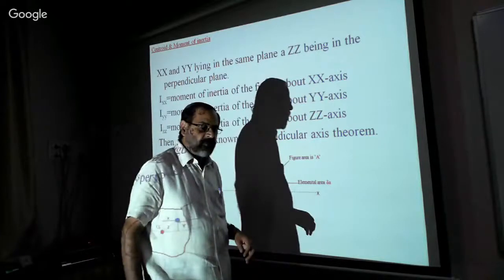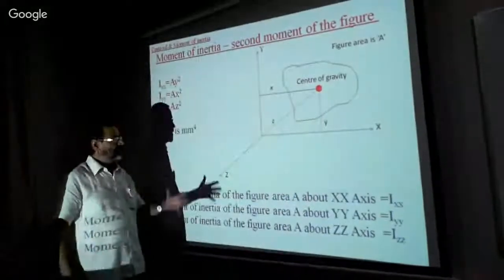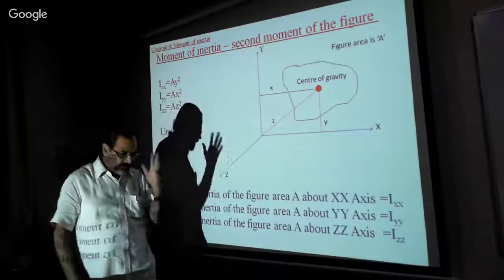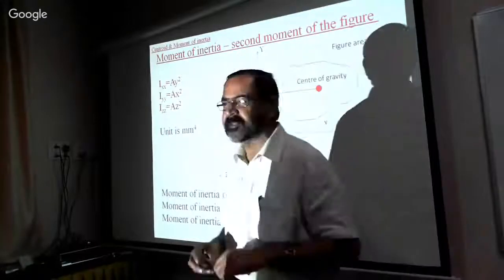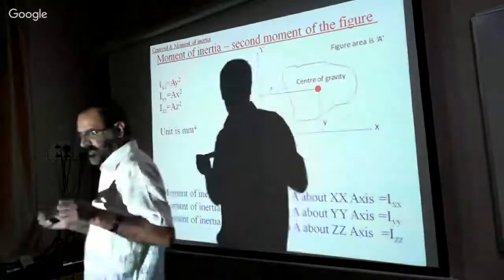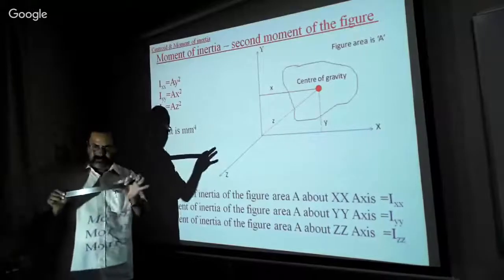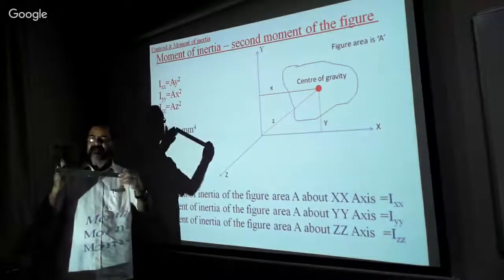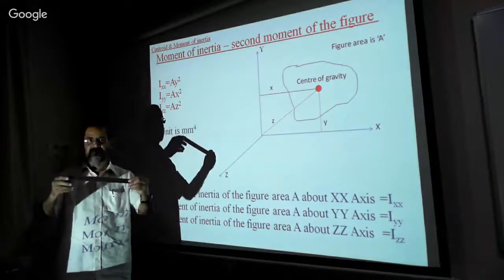Now, this is a figure. How do we calculate the moment of inertia, and what is its importance? For example, if you consider a beam, let us assume that this is a beam. This beam is made out of a number of sections, 1, 2, 3, 4. There are hundreds of sections.